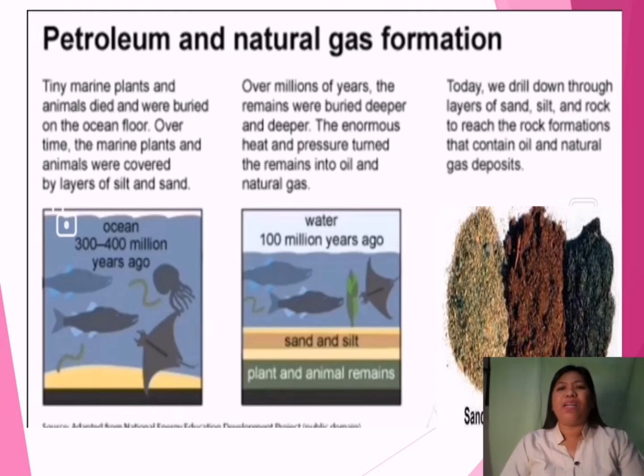Today, we drill down through layers of sand, silt, and rock to reach the rock formations that contain oil and natural gas deposits.